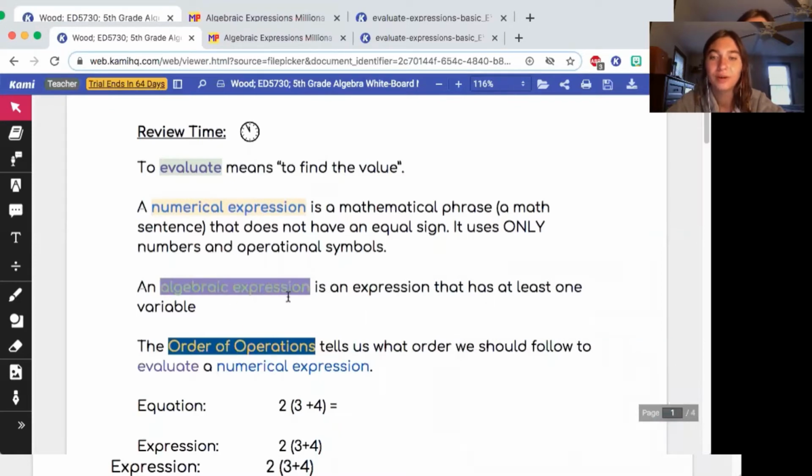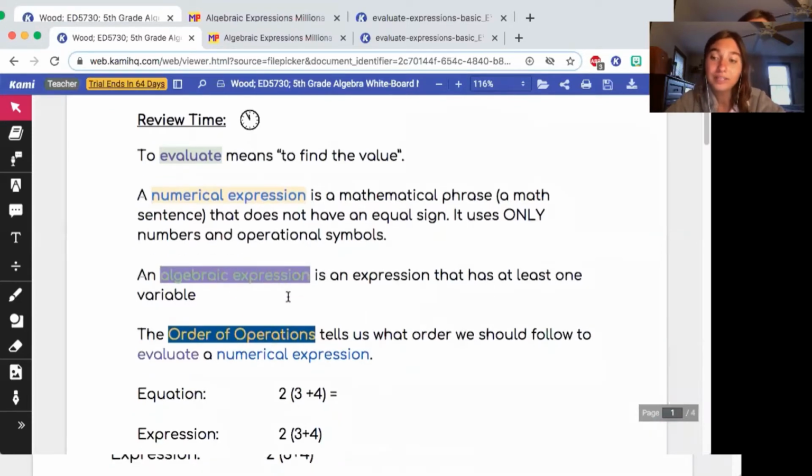This term is new to us. An algebraic expression is an expression that has at least one variable. Often we see the variable x used. However, it can be any letter. We will talk about this more later on in the lesson.